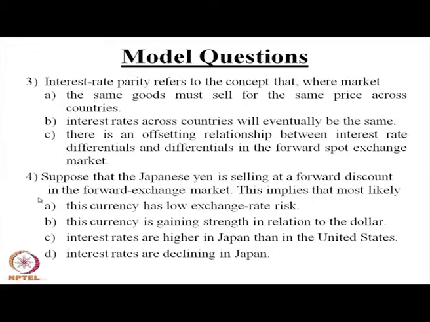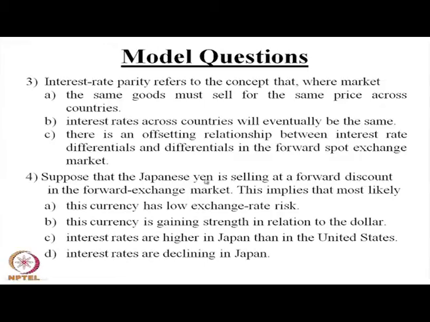Number 4, suppose that the Japanese yen is selling at a forward discount in the forward exchange market. This implies that most likely this currency may have a low exchange rate, or the currency is gaining strength in relation to the dollar, or interest rates are higher in Japan than in the United States, or interest rates are declining in Japan.